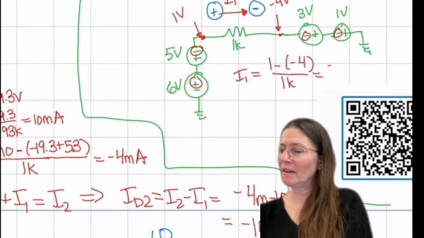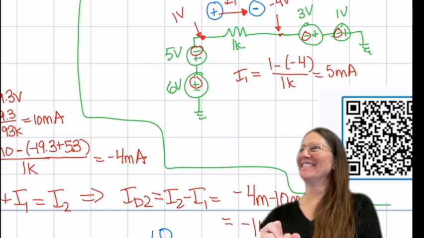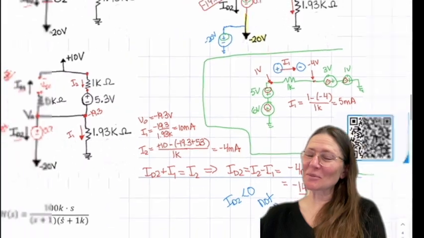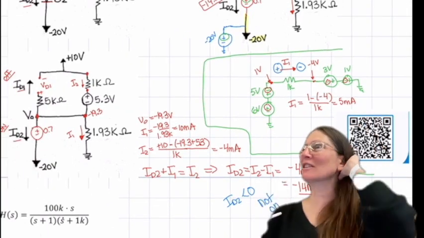Is that helpful? Yeah. Okay. So practice. It's a little bit easier to do these, a little bit harder to find those voltages on each side of the resistor.